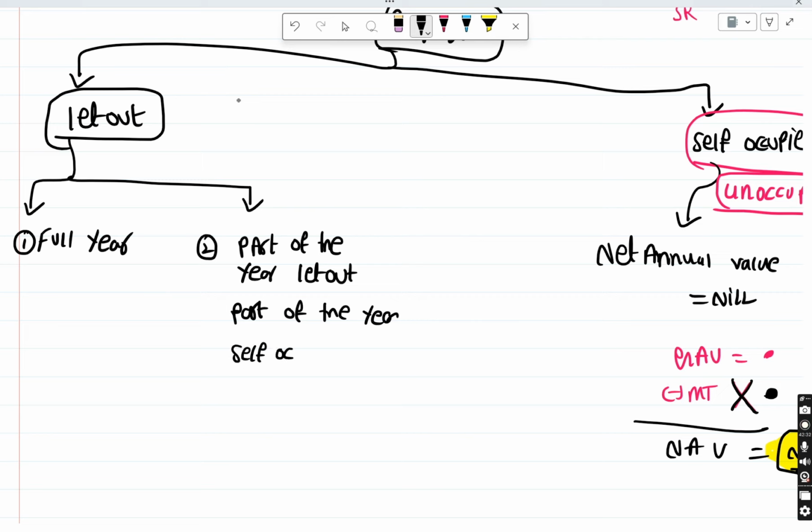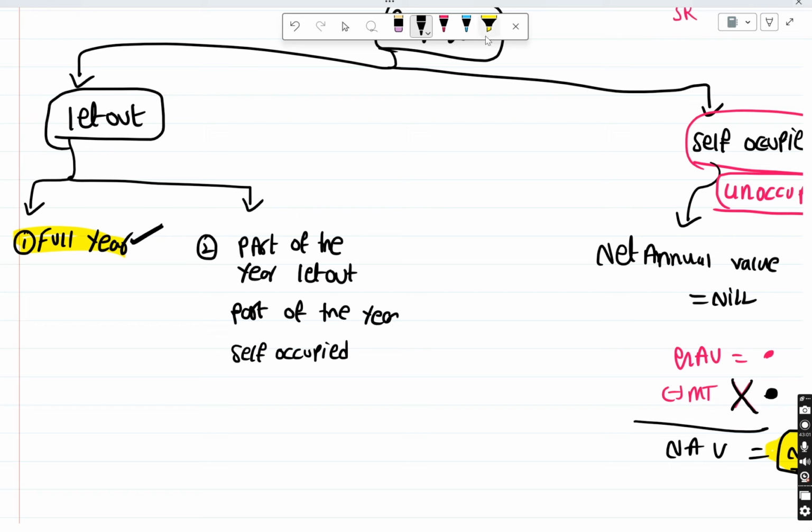Then what should we do is the question. This is the normal scenario, we don't need to worry too much about. If it is for the full year, whatever we have done previously, right? Municipal value, fair value, standard rent for the whole year, they will give in the question. So for the whole year we will do, because it is a full year we have given let out, so we will find out GAV for the whole year.